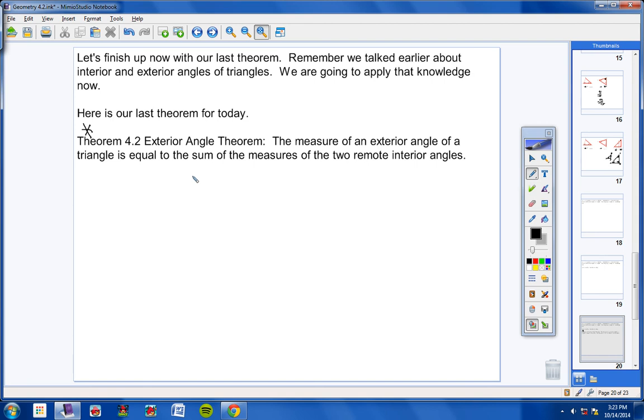Give you a couple more seconds to copy this down. Alright, let's go ahead and copy this in our notes. I want you to put a triangle right here if you would. And then extend this line right here. And then let's call this angle 1, angle 2, angle 3, and angle 4.